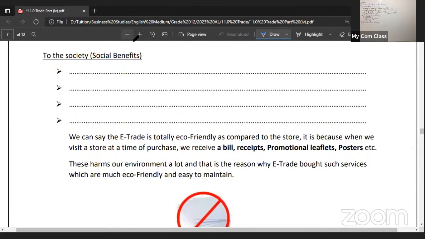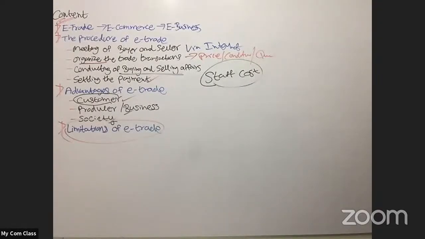Society, the social benefits. We'll discuss social benefits.